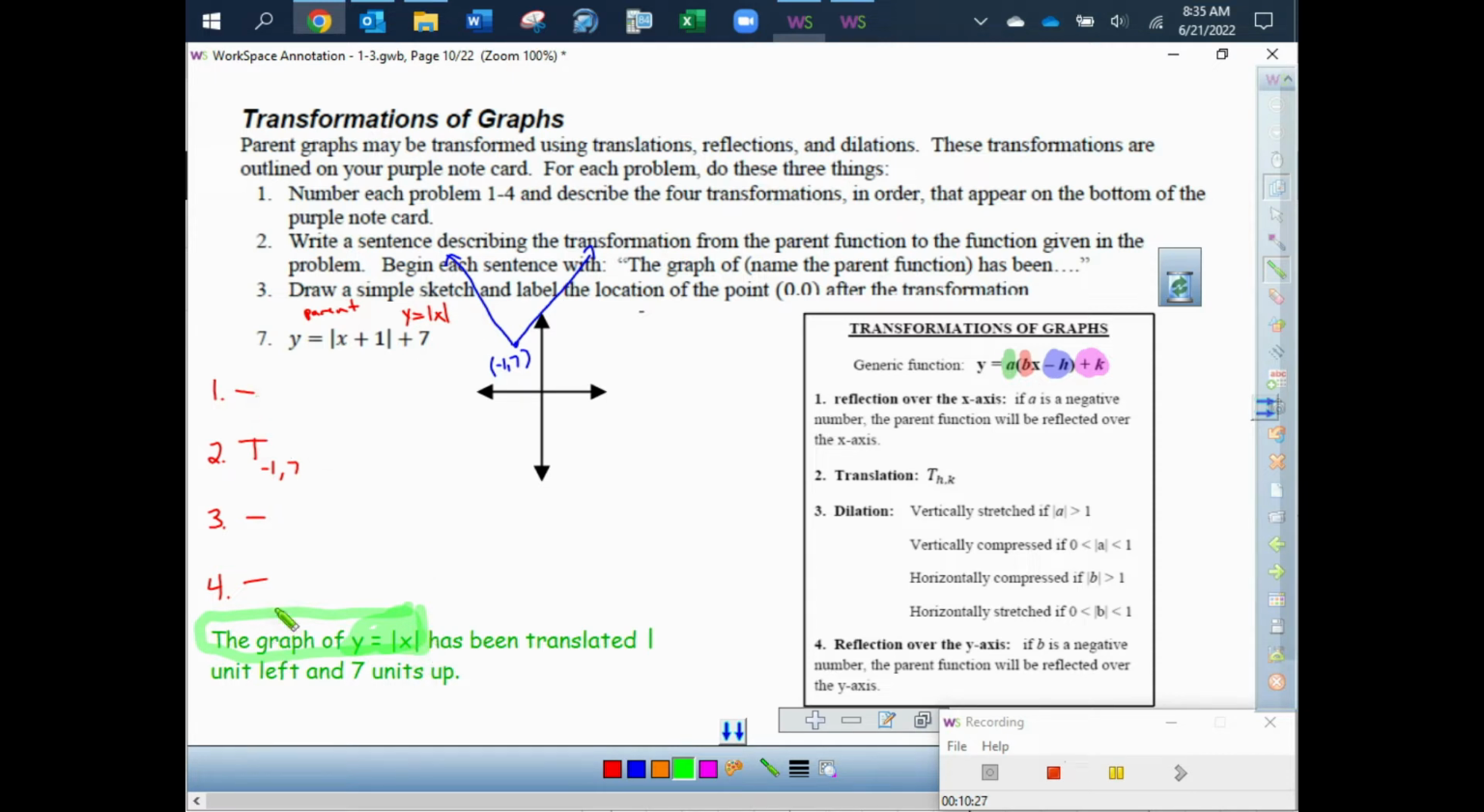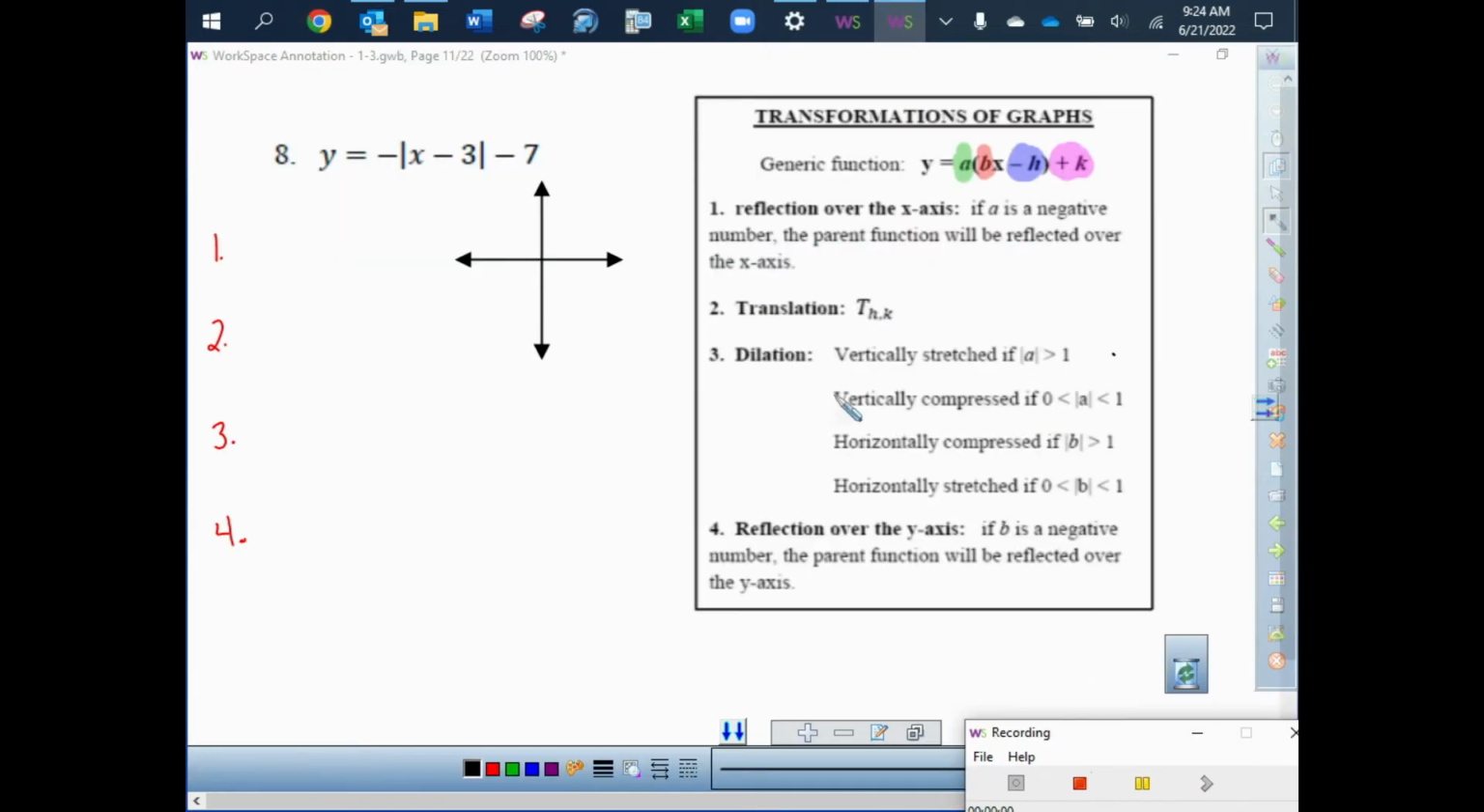Then, out of all 4 of these, you list them in your sentence if they actually happened. If this guy's been reflected over the x-axis, you would write that down, has been reflected over the x-axis. But that didn't happen. So then we'll say translated 1 unit left. Please don't say negative 1 units left. It hasn't been moved negative 1 unit. Move 1 unit, and the negative part means left, and 7 units up. That's how this dude right here relates to the parent function. He has been translated 1 unit left and 7 units up.